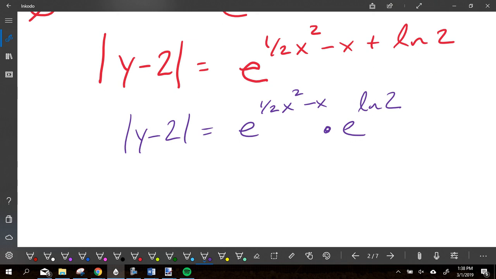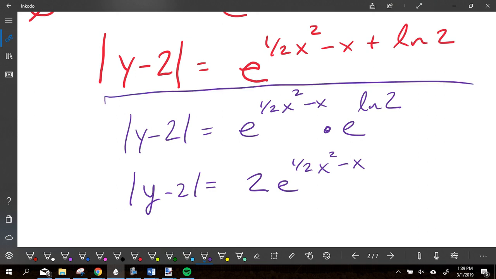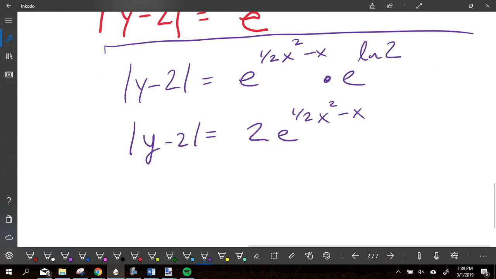What is e to the natural log of 2 going to get me? 2. And so you can simplify this problem by writing it like this. You do not have to simplify, though. It is a free response question on the AP exam. You can totally leave it just like that and get full credit. So if what I just said bothered you, skip it and don't do it. Everybody good to that point?